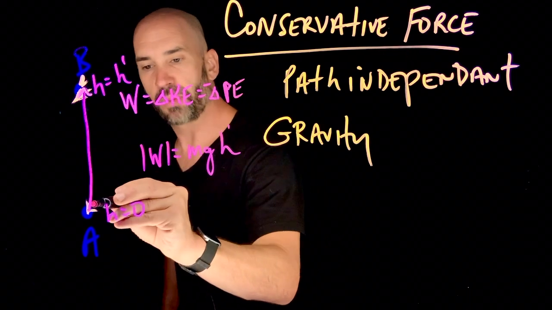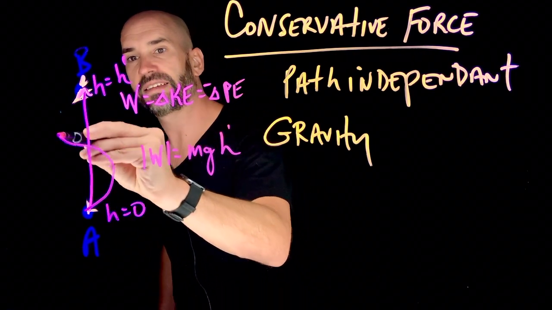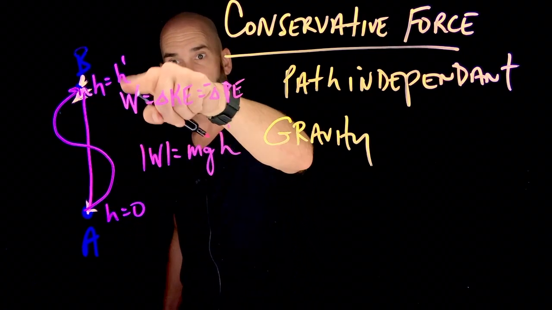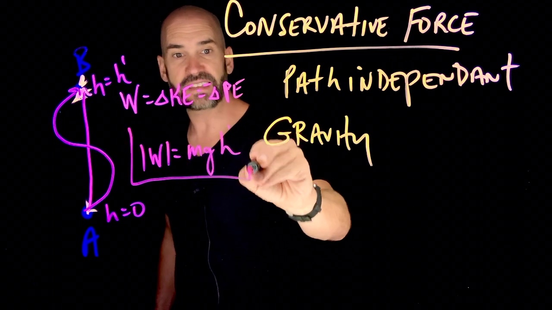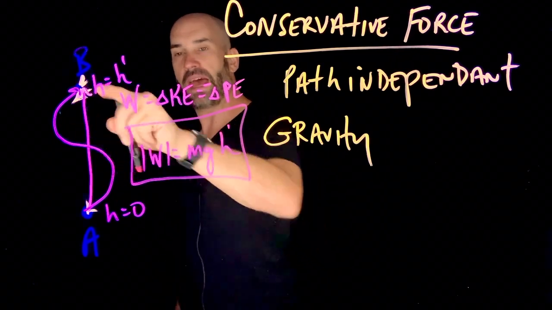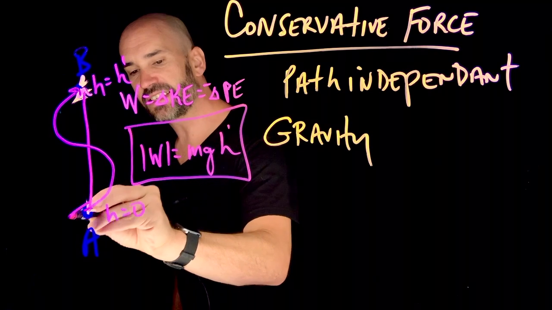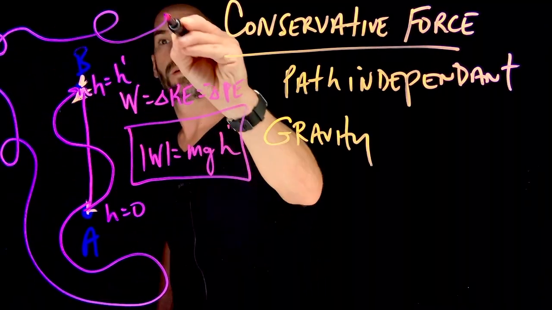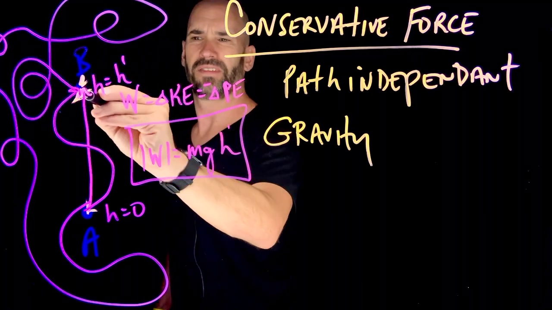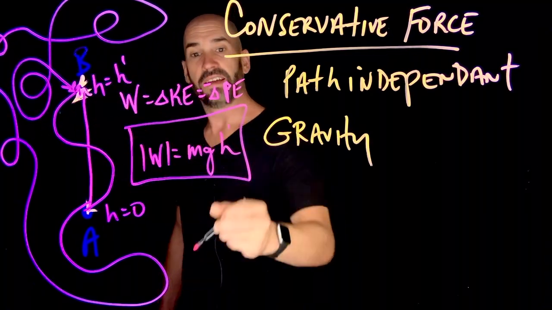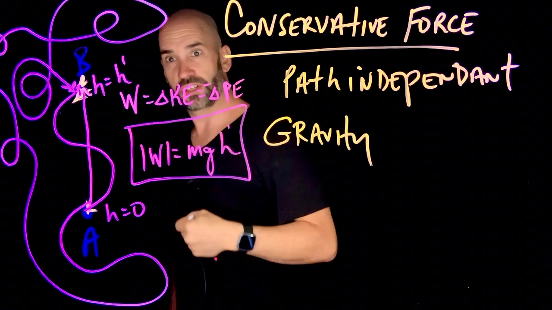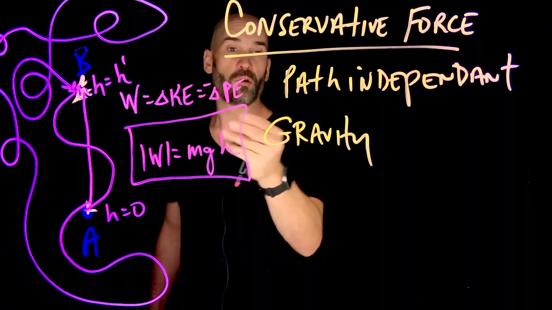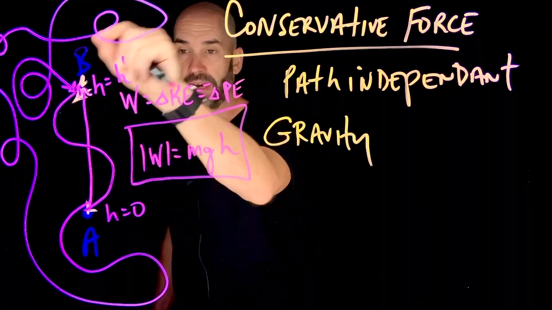Now, what if we take a different path? What if we go from here to here like we did last time? Well, again, if this h is still h, the work we did is the exact same, even though we took a different path, right? And what if we just did this crazy path? Again, the change in height is from 0 to h, so the work is still the same, mgh. For conservative forces like gravity, the path doesn't matter, right?